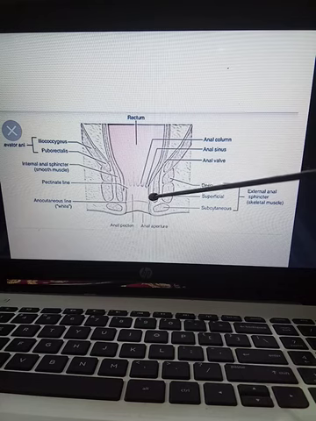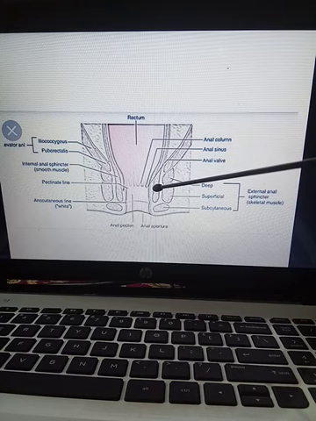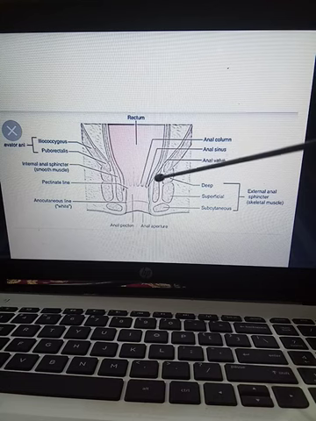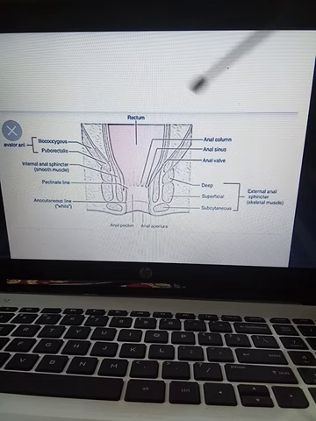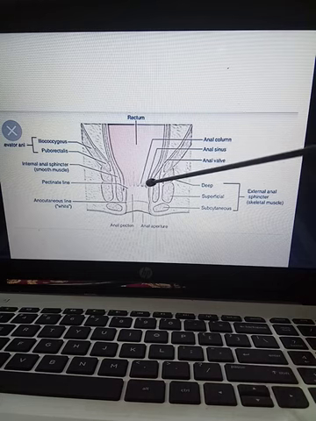Talking about your internal anal sphincter, it is involuntary in action and is formed by smooth muscles. Moreover, this ends at the white line of Hilton. That means the upper 30 mm, this internal anal sphincter runs along with it.